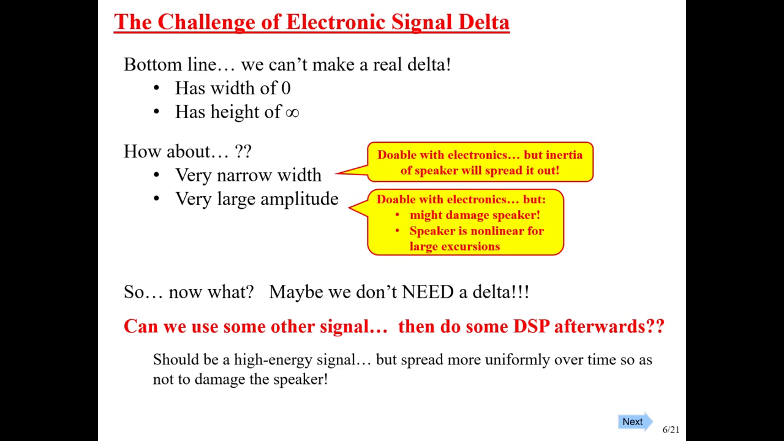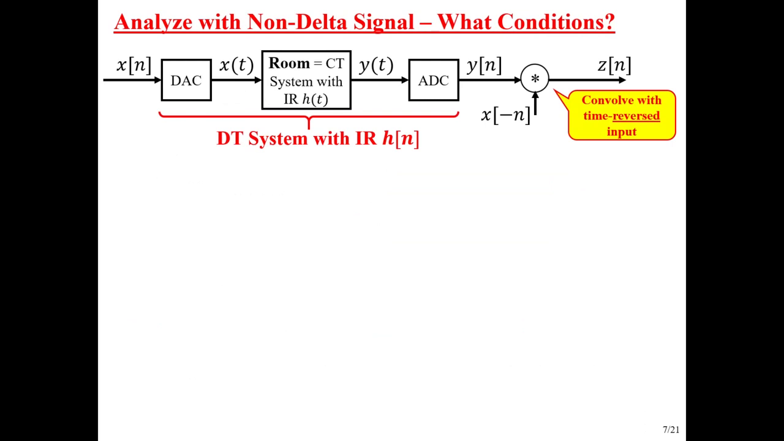So what kind of signal? We want to make sure that it's loud enough so that we can compete in a room setting against the HVAC system and things like that. But we don't want to damage the speaker that we use to create this probing signal. So we want that energy spread out uniformly over time. So that's the idea. But what signal? What should we use?